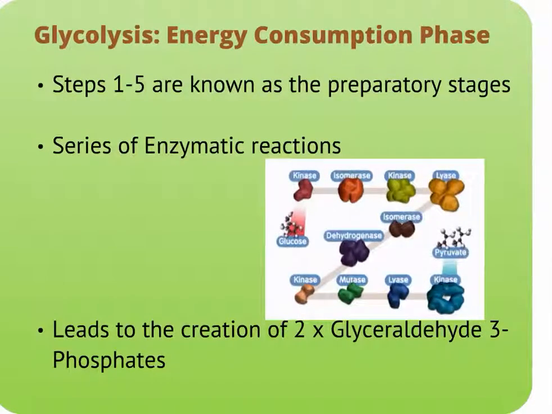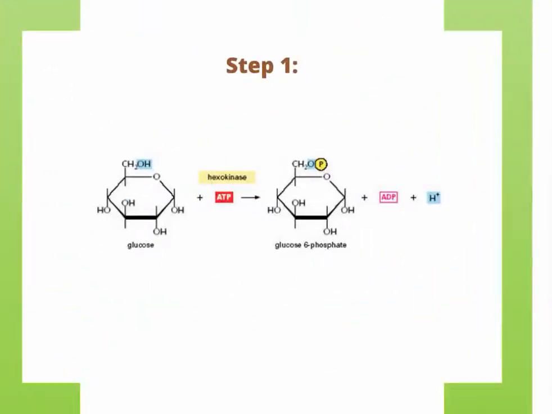Okay, so to begin, we have glycolysis, and that's the energy consumption phase, or steps 1 through 5. The reason it's called the energy consumption phase is because 2 ATPs are consumed during the first 5 steps of glycolysis, and they're also known as the preparatory stages. Below you can see the diagram of the series of enzymatic reactions that form during glycolysis. They also lead to the creation of 2 glyceraldehyde 3-phosphates.